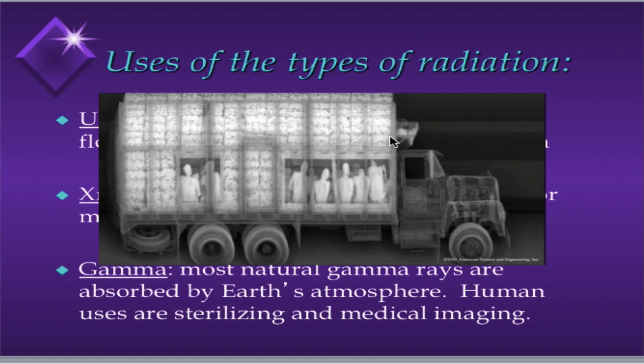Okay, so the government is able to use x-rays to take a look at things that are maybe crossing over the border, to check and see if maybe people are smuggling illegal immigrants into the country.